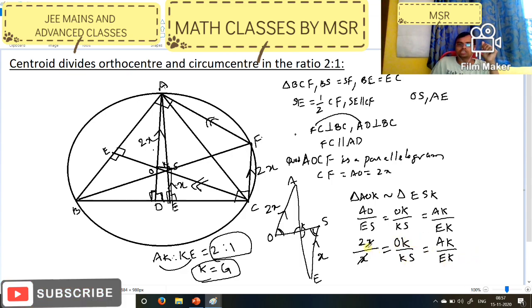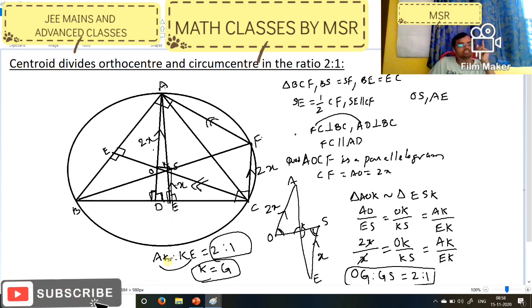So OK is KS is also 2 is to 1. So I will write instead of that OG is GS is 2 is to 1. So here we got that AK is EK is 2 is to 1. As AE is a median, in a median only the centroid divides the median in the ratio 2 is to 1. Already we proved that. Only the centroid divides each median in the ratio 2 is to 1.